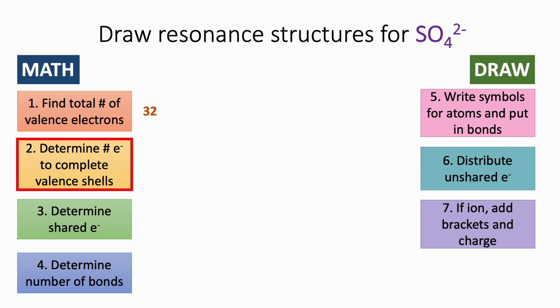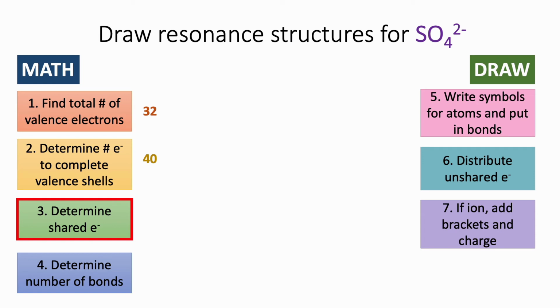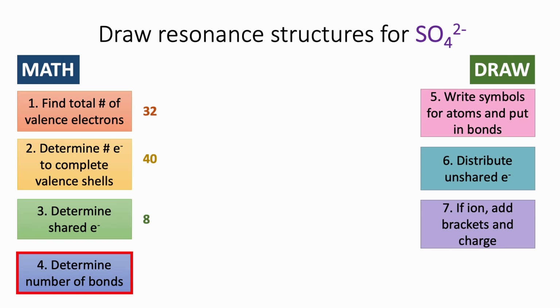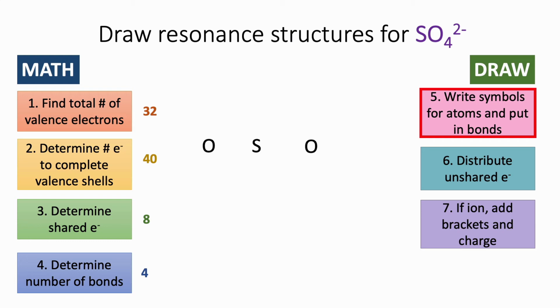How many electrons do we need to complete our valence shells? Well, sulfur would want an octet, so 8. Each of our 4 oxygens will want an octet, so that's 32, and therefore we need 40 electrons. How many shared electrons should we expect? Well, 40 minus 32 is 8, and so once again we're going to have 4 bonds. So now let's start drawing. Sulfur in the middle, because it's the least electronegative. 1, 2, 3, 4 oxygens. And then bonds, 1, 2, 3, 4.